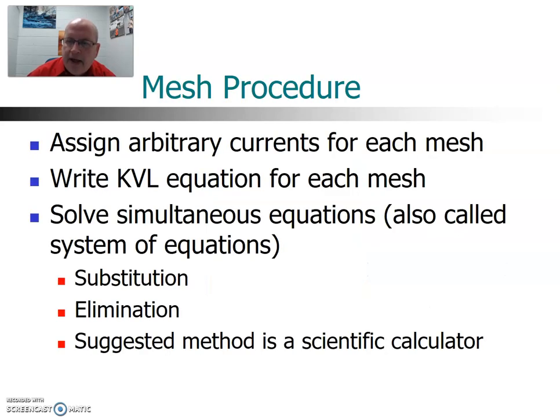So when we go to analyze a circuit, what we're going to do is assign currents for each mesh. We're going to assume the current is flowing around the mesh, and we usually assume a clockwise direction. Once we assign those currents to each mesh, we write a Kirchhoff's voltage law equation for each mesh. Remember, the sum of the voltage drops around the loop or mesh is going to equal 0. For each mesh, we'll get one equation, so we'll have several equations.